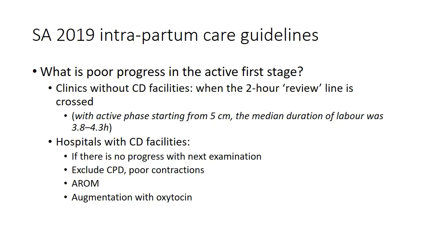If it is in hospitals with the capability to do cesarean section immediately, we would call it poor progress if there's no progress at the next examination. And at this stage, you have to exclude cephalopelvic disproportion, make sure there are good contractions. If the membranes are not ruptured, rupture them. And if there is no CPD, then augment with oxytocin, especially if it's a primigravida.